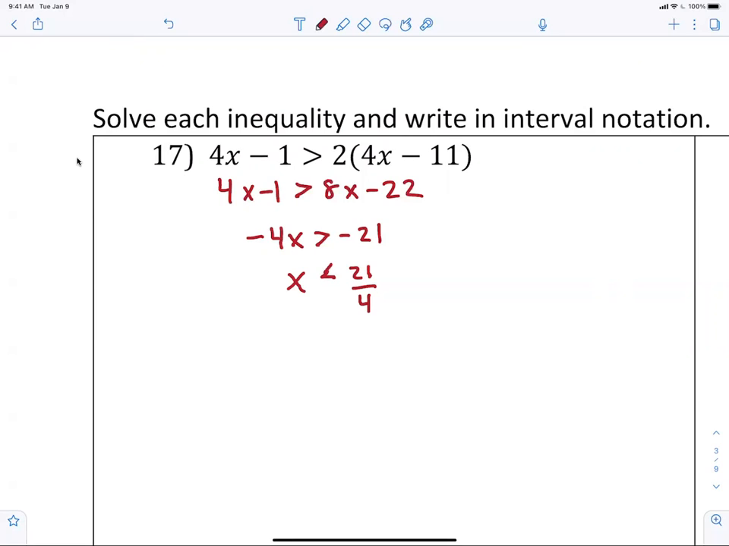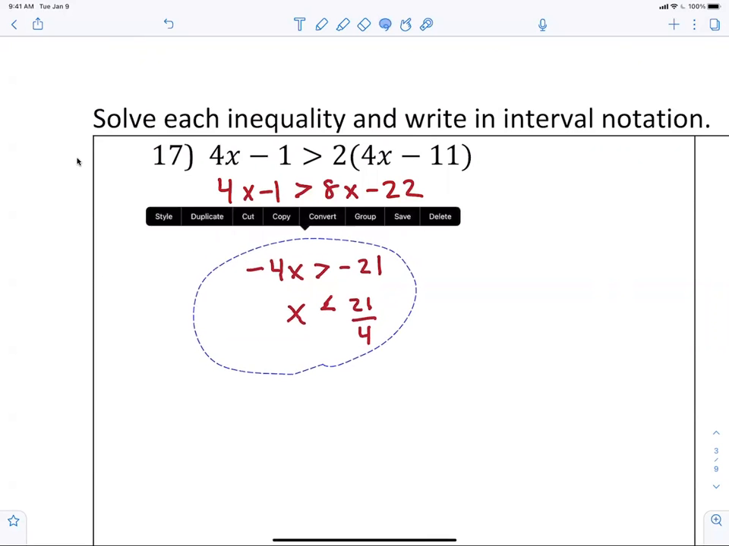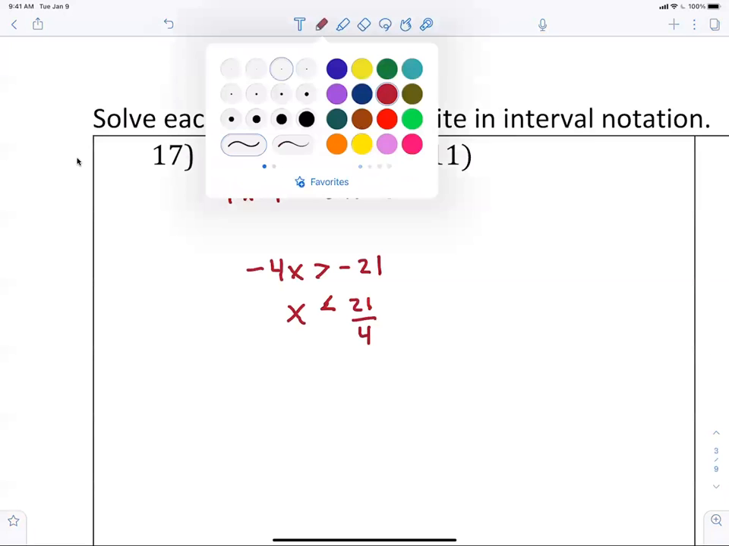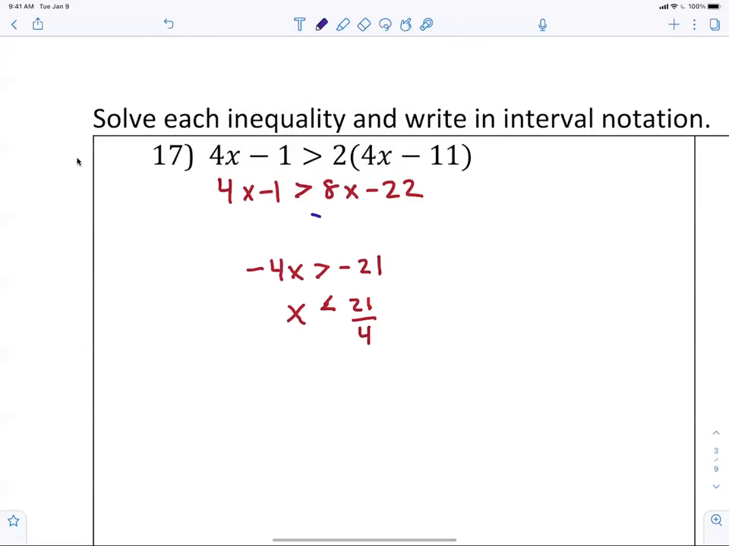Where did you put the 8x? What's 4 minus 8? Negative 4. Okay, be careful. For those of you who need it, I just did minus 8x, plus 1. Divided by a negative, so I changed the inequality sign.